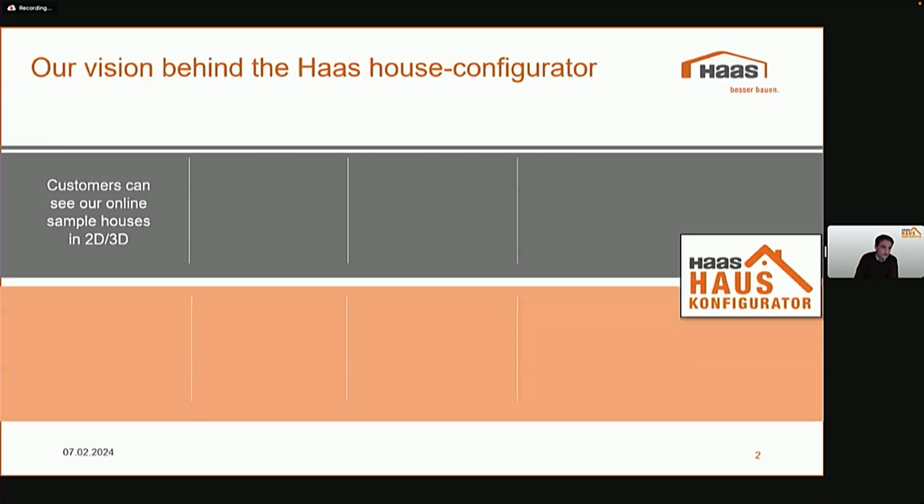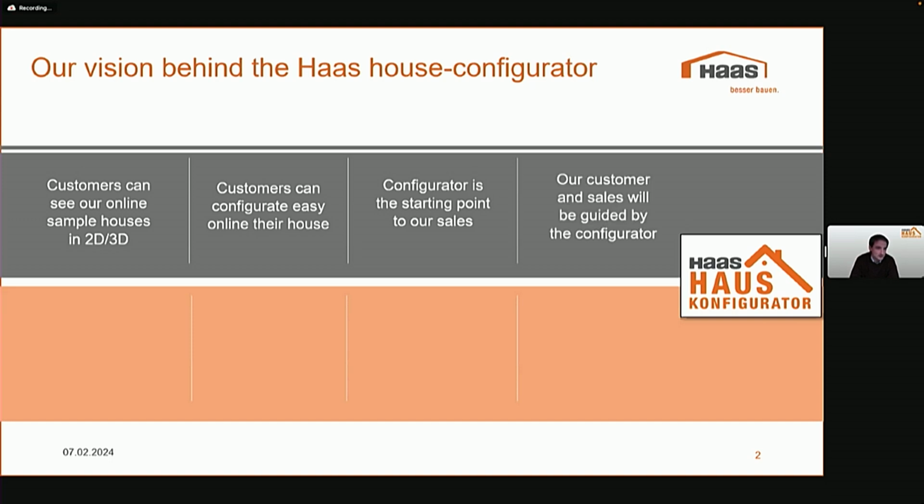Our vision behind the Haas house configurator is that the customer can see our online sample houses in 2D and in 3D, and the customer can easily configure their houses online. The configurator is always the starting point to our sales. Our customer and sales will be guided by the configurator, and the result should always be a buildable house with a fixed price.